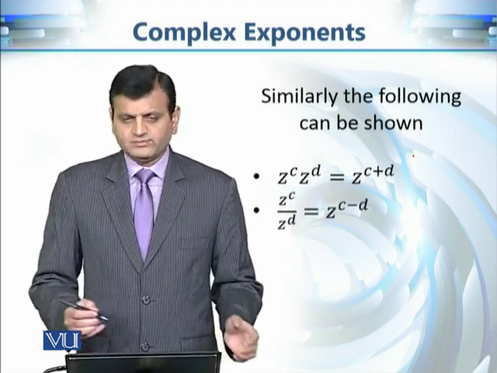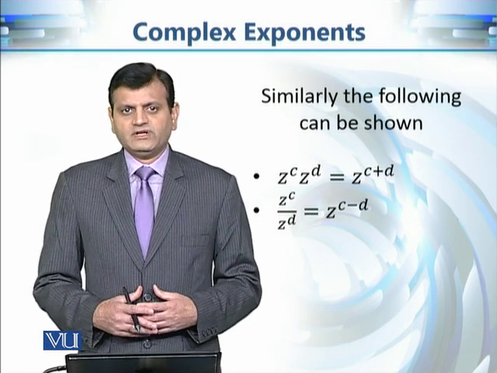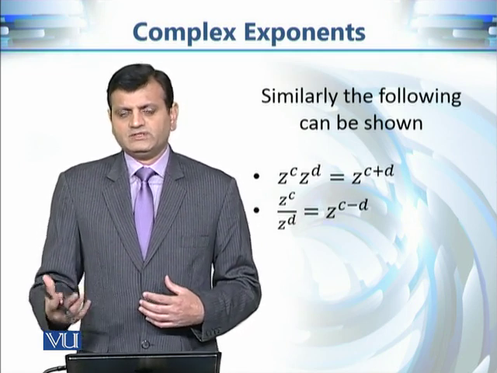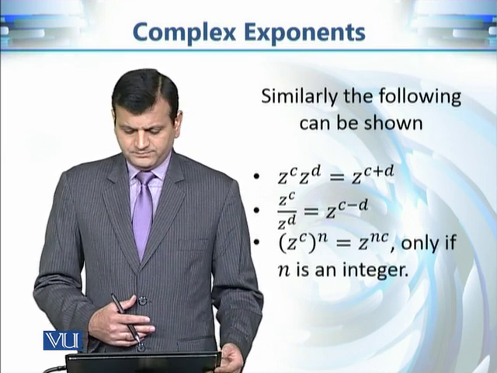Moving on to the next property, z raised to power c over z raised to power d is equal to z raised to power c minus d. Once again, on the same lines, this can be easily proved.